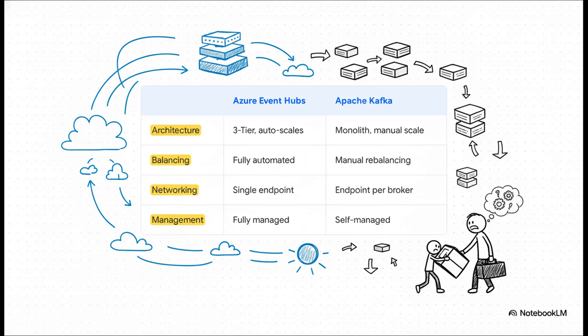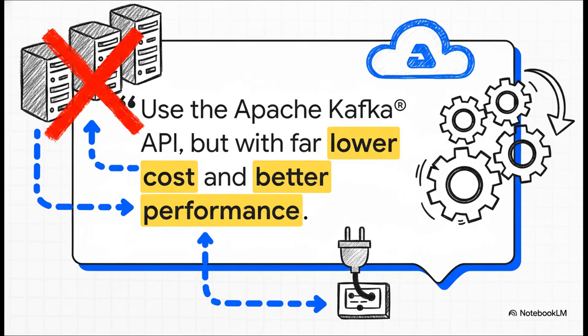That management headache isn't just a hassle. It translates directly into higher costs and slower projects, because your team is busy being infrastructure admins instead of building cool stuff. And here is the absolute killer feature. Event Hubs provides a Kafka-compatible endpoint. What does that mean? It means you can take your existing Kafka apps, point them at Event Hubs instead of your own cluster, and they just work. You get to keep your code while ditching the cost and complexity of managing all that infrastructure yourself.